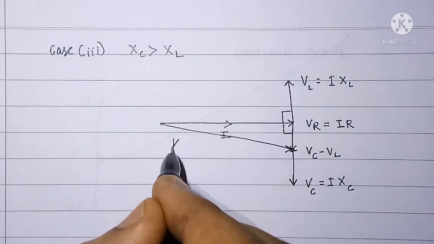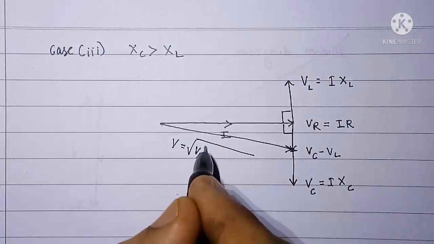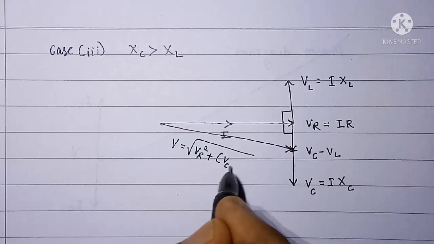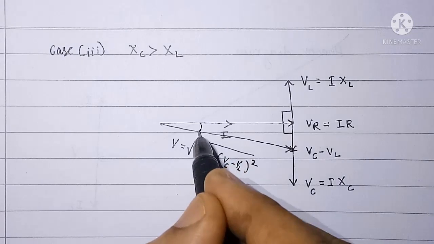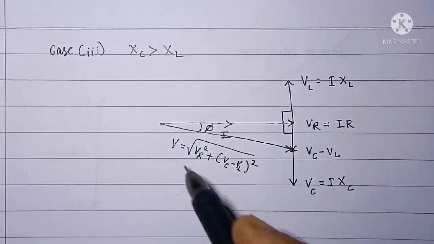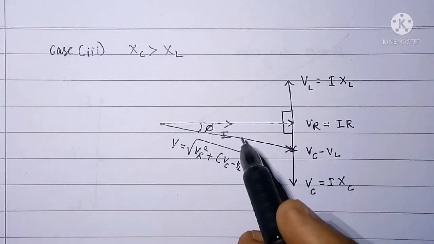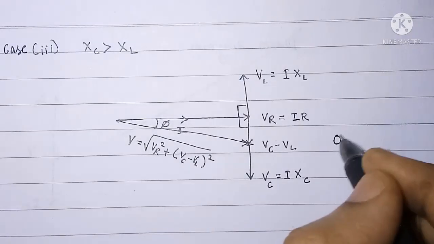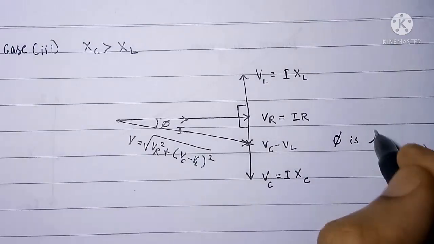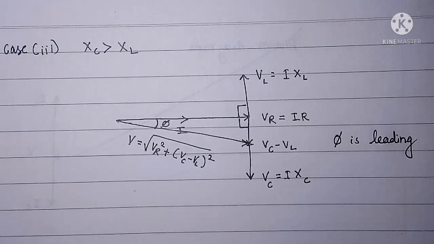That is, supply voltage V is equal to under root VR square plus VC minus VL square. Angle between supply voltage V and voltage across resistor VR or current through the circuit I is phi. So here we can write phi is leading. We know that in capacitive circuit, current will be leading the supply voltage.